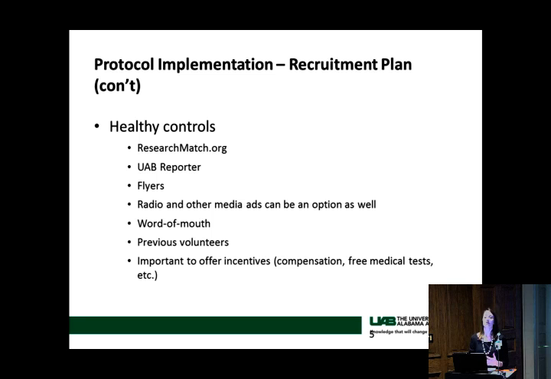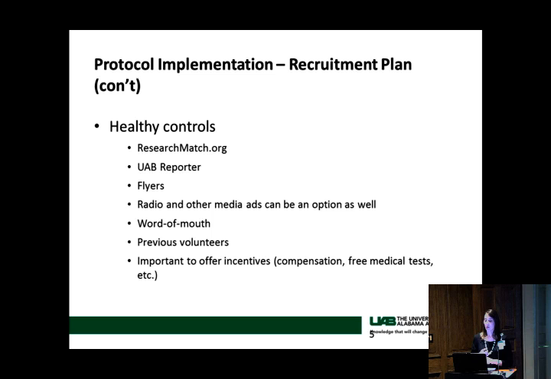So once you're looking at that plan, also healthy controls. We have ResearchMatch.org. I don't know if any of y'all are familiar with that or have seen that. But it's great. It's for patients who are looking for trials and for academic sites who are looking for patients. So patients can go there and search by disease population or a certain type of study they may be interested in, and that's a good way to get some patients.